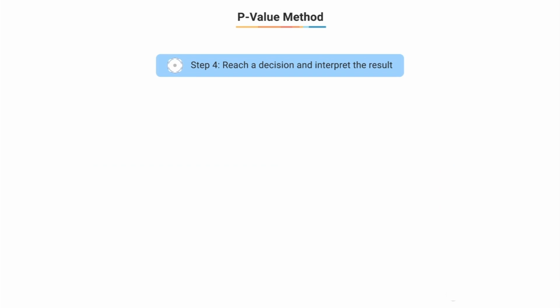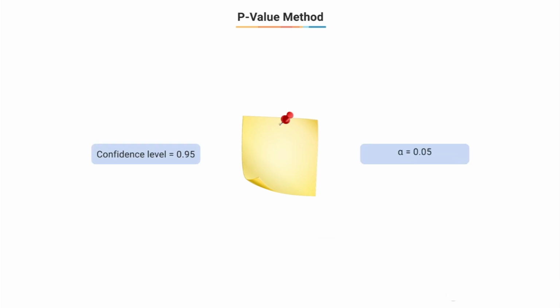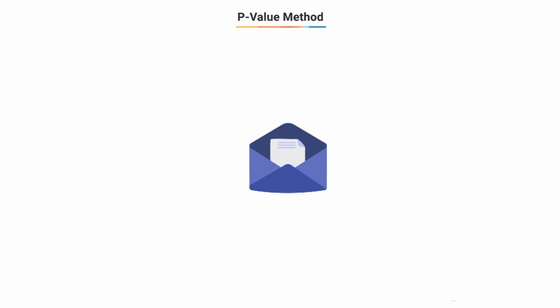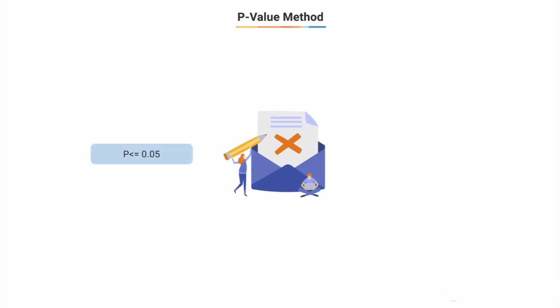In the final step, we reach a decision and interpret the result. If the p-value is less than or equal to alpha, the significance level, then we reject the null hypothesis. Remember that alpha is your significance level. Since our confidence level is 0.95, alpha equals 0.05. Hence, our condition for rejecting the null hypothesis is that our p-value should be less than or equal to 0.05. Now our p-value is 0.136. However, since 0.136 is not less than 0.05, we fail to reject our null hypothesis at the 95% confidence level.